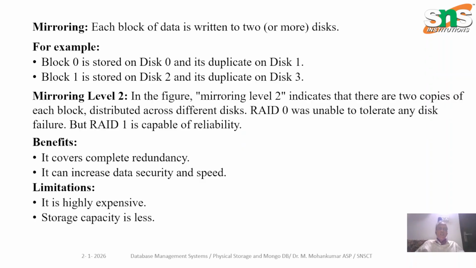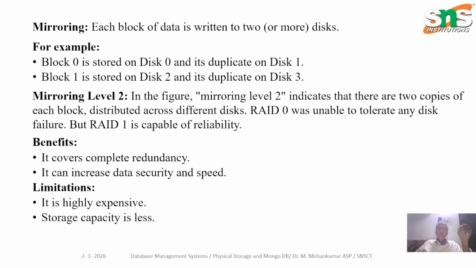Mirroring: each block of data is written to two or more disks. For example, block 0 is stored on disk 0 and its duplicate on disk 1, and block 1 is stored on disk 2 and its duplicate on disk 3. Mirroring level 2 in the figure indicates that there are two copies of each block, distributed across different disks. RAID 0 was unable to tolerate any disk failure, but RAID 1 is capable of reliability.